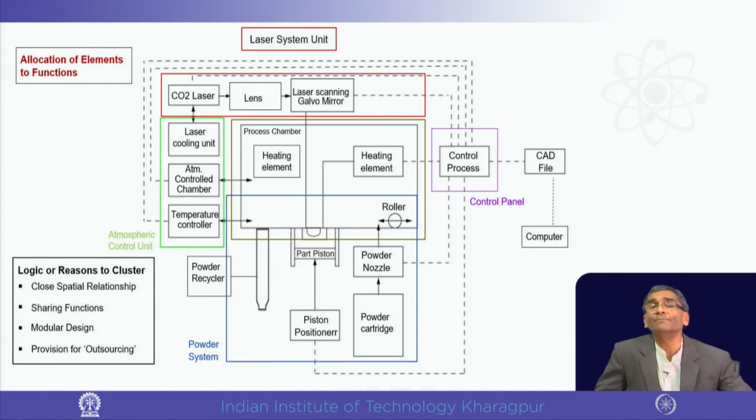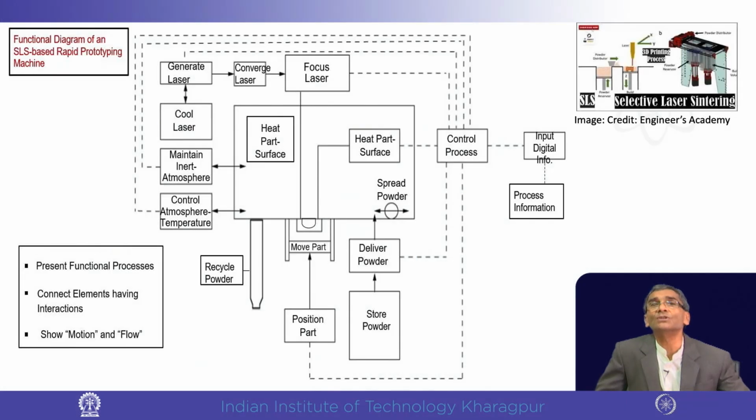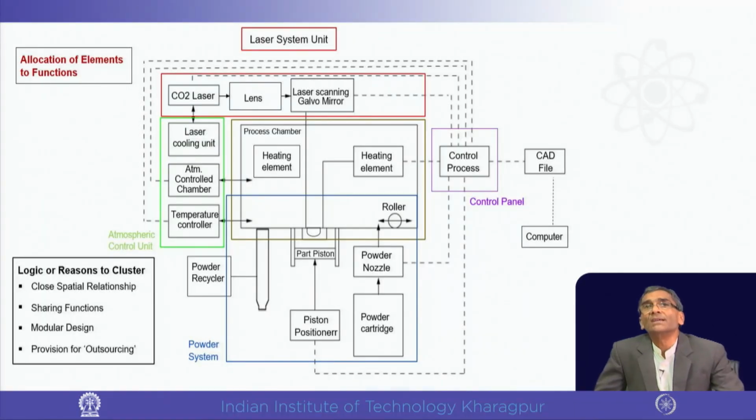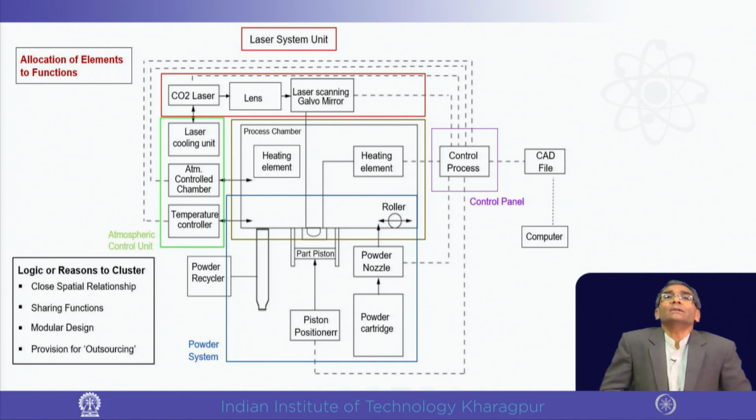So, in this you can see the functions in the earlier slide. I will go back to the function slide just for a second. Here you see it was talking about the functions, and now the physical components are allocated for those functions, and it has become physical chunks or physical elements in that block. Say, the red outlined one is the laser block, the laser system unit.